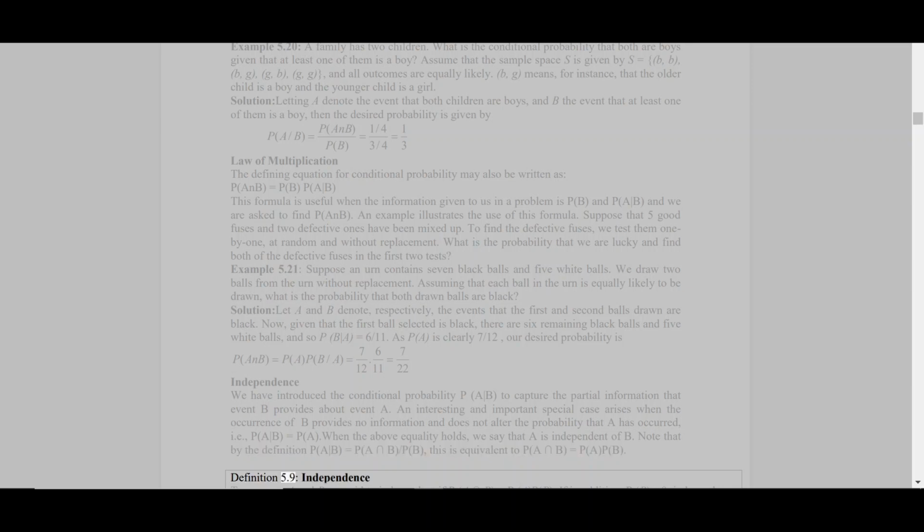Definition 5.9, independence. Two events A and B are said to be independent if P(A∩B) = P(A)P(B). If in addition, P(B) > 0, independence is equivalent to the condition P(A|B) = P(A).